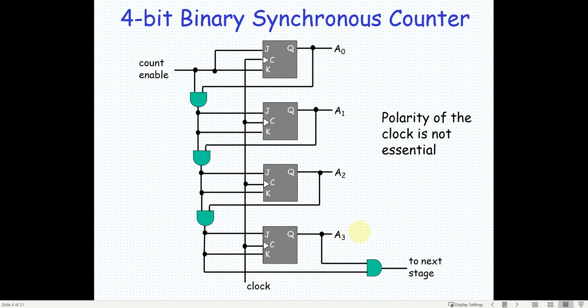See, it's a pretty simple design. You just have to keep doing AND operations like this so that you can make the counter. Is this aspect clear? Does anybody have a doubt here?